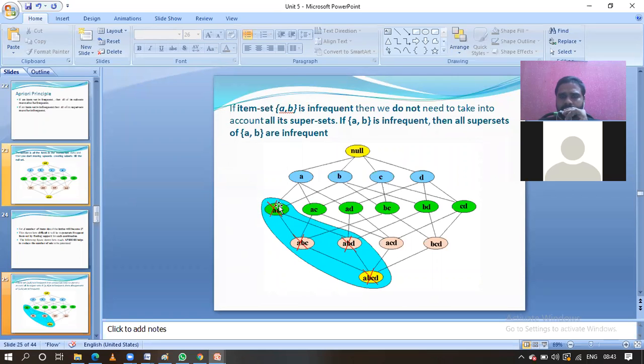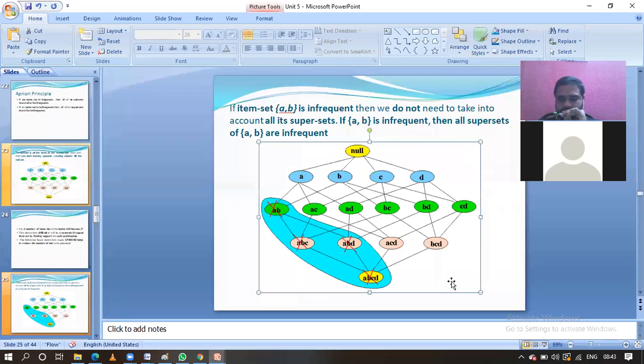Observe here, A, B is infrequent. All its supersets, like A, B, C, A, B, D, and A, B, C, D, are infrequent. Why? Because these are all supersets of A, B. In this way we are going to eliminate some of the item sets. Now we are going to proceed only with the remaining item sets. Here we have eliminated four item sets overall.